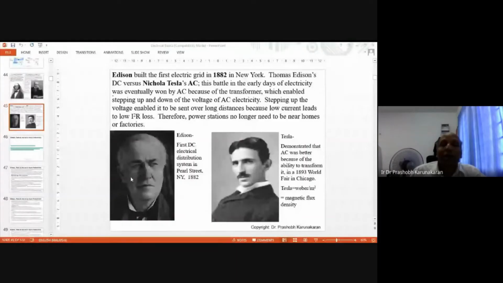This is Tesla, and this is Edison. So what happened is, Tesla is from Croatia, somewhere in Eastern Europe. He was a super smart guy, never got a B in his life, only A. Then he went to France to work for Edison, because Edison was already a businessman, and he had expanded his business all the way to France.